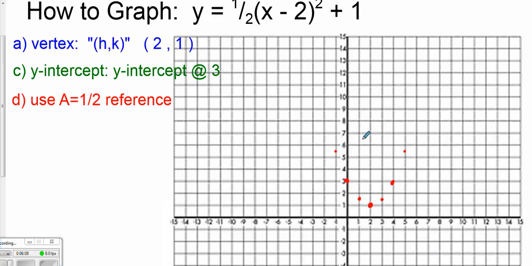There and there. And let's do one more. Instead of over 4 up 16, it's only over 4 up 8. 1, 2, 3, 4, 5, 6, 7, and 8. So here are the dots plotted out for our parabola.